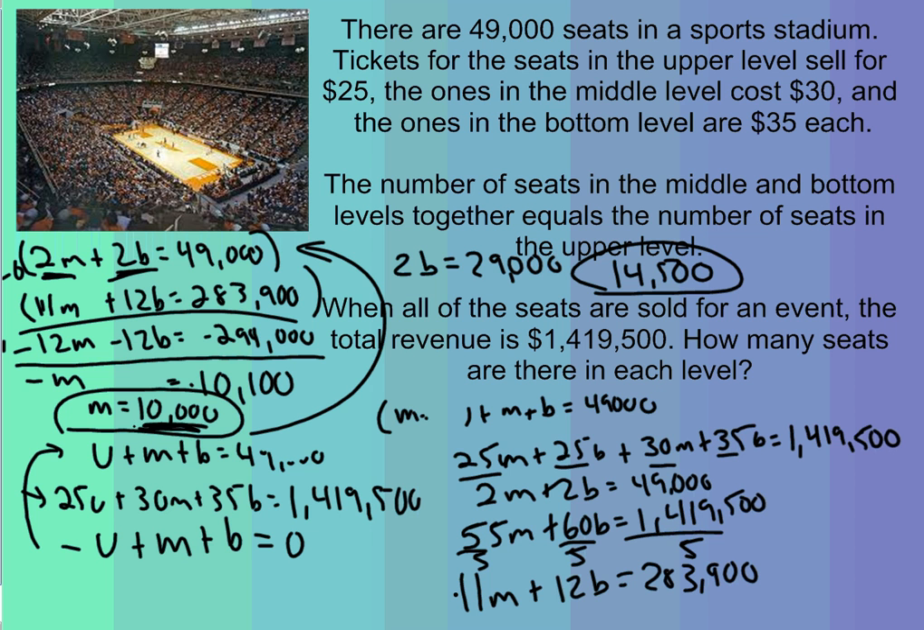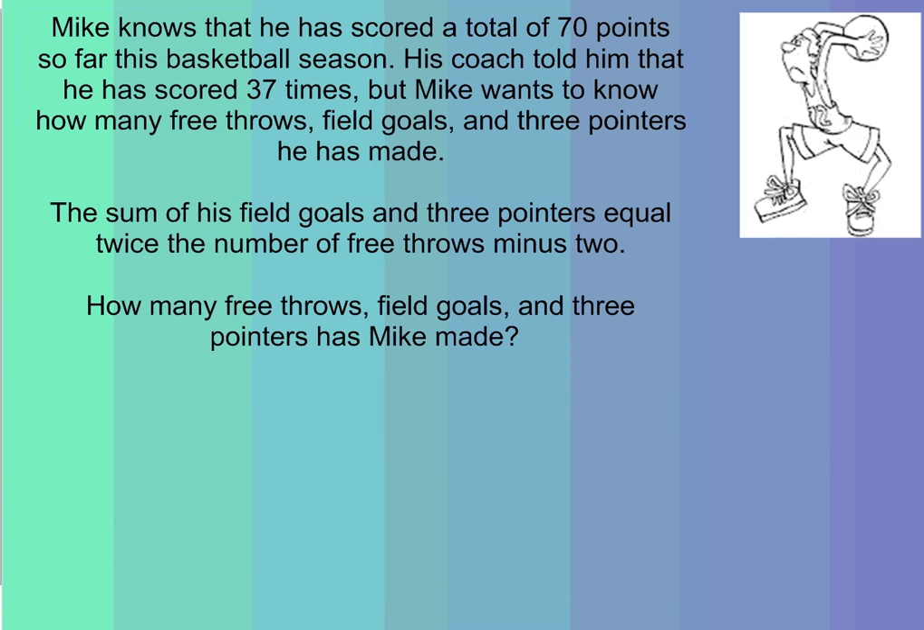On the top level are these two combined. So the top level is going to be 24,500. So here's my middle, here's the bottom, here's the top. Wow, that is not an easy problem. Let's take a look at this one. Last one, I promise.